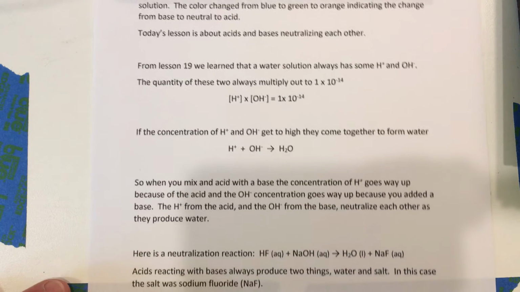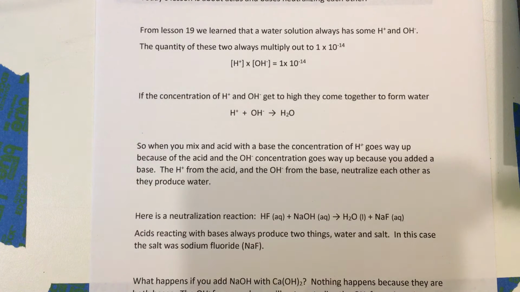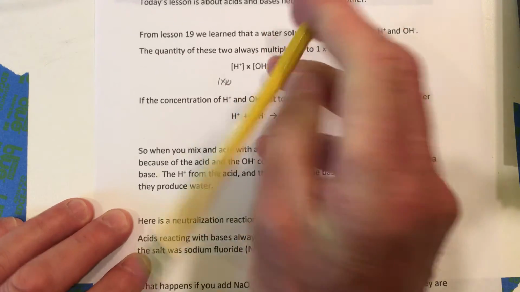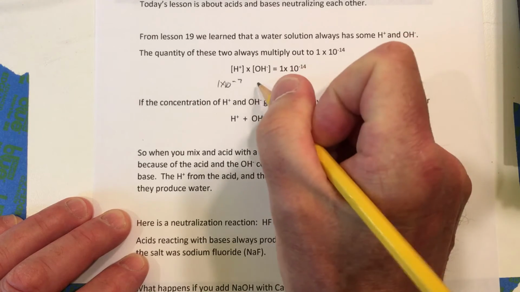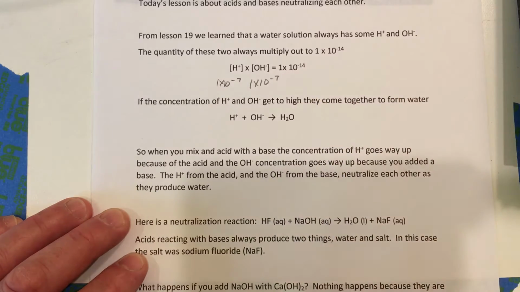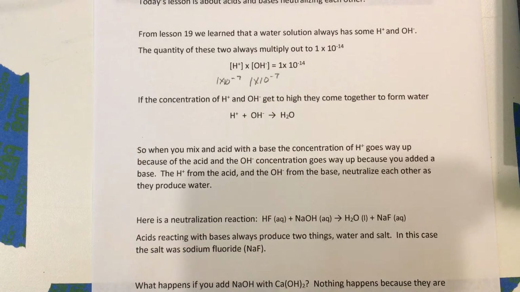From lesson 19, we learned that a water solution always has the same amount of H+ and OH-. The quantity of these two always multiplies out to 1 times 10 to the negative 14. In pure water, you would have 1 times 10 to the negative 7 H+, and 1 times 10 to the negative 7 OH-. In neutral water, you'd have the same amount of each, and that multiplies out to 1 times 10 to the negative 14.